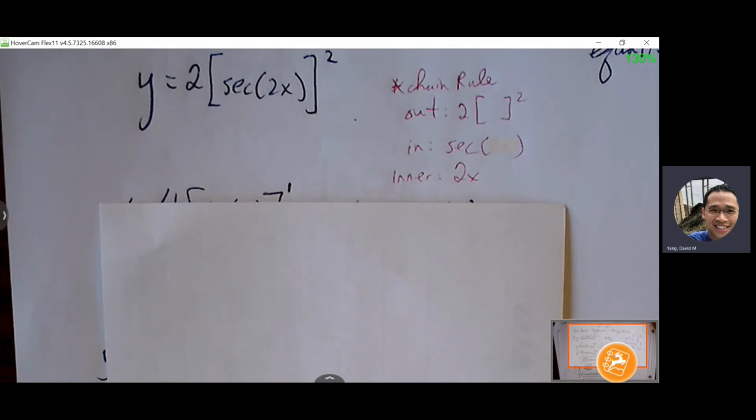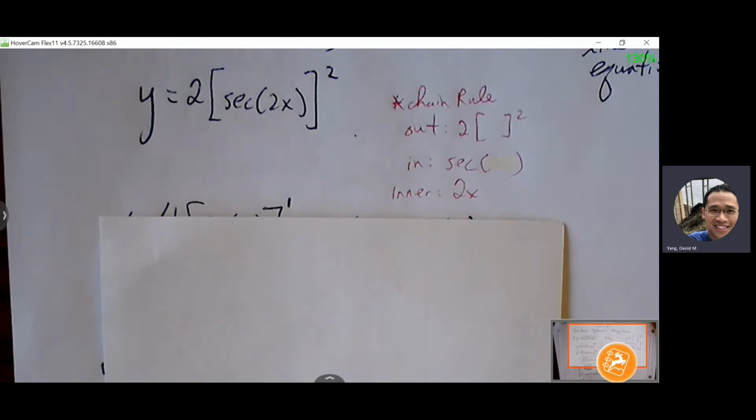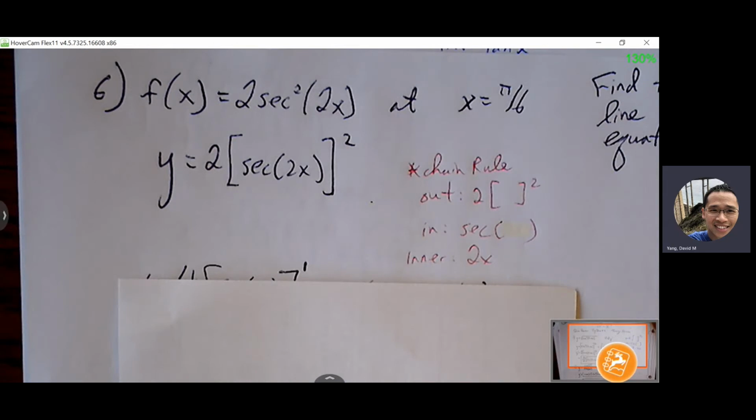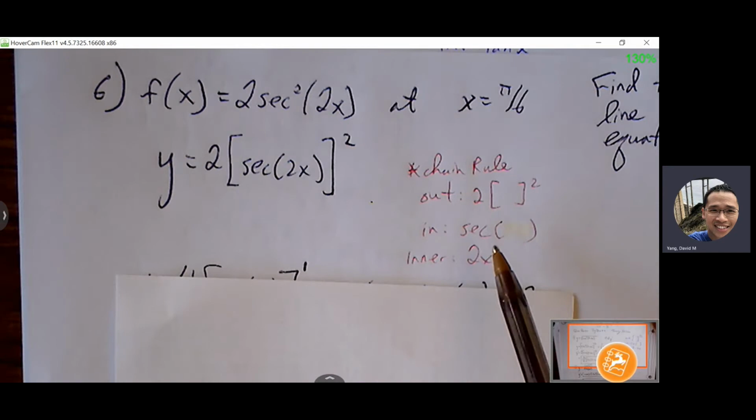All right, everybody good with 5? Okay, last one here, number 6. Get that bracket to allow you to see the outside, inside, and inner. Outside portion is the 2 brackets squared. Next one in is secant parentheses. And finally, the innermost function is that 2x.